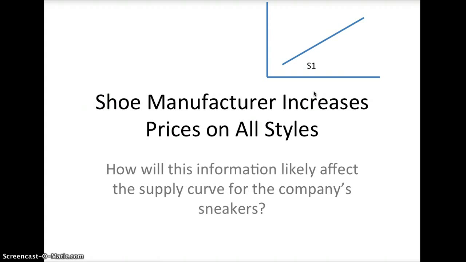Okay. Now let's see if we get this one here. Shoe manufacturer increases prices on all styles. How will this information affect the supply curve for sneakers? What's changing in this problem? All prices. The only thing that is changing is price, not cost of input, nothing else. So instead of causing a shift, this will cause a movement along the curve, right? So say this is the original price point, everything shifts up. So all styles, you're not seeing a cost of input change. So this is a change in quantity supplied, not a change in supply.